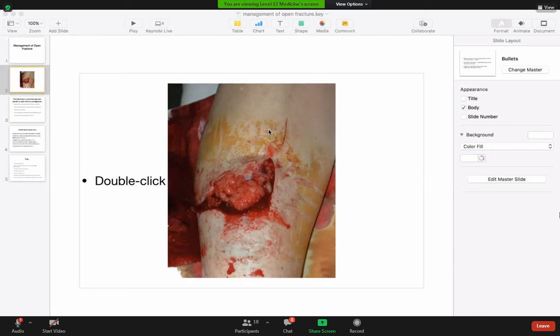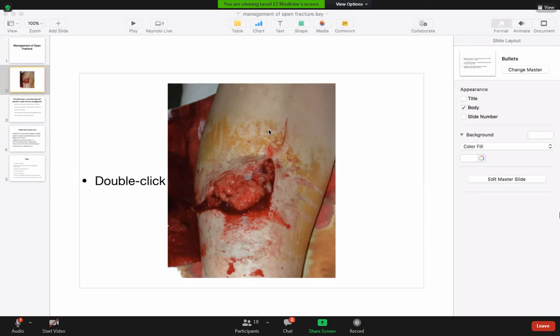If he displays a displaced open fracture, I will put the bone in its normal place and fix it and recheck the neurovascular examination. Okay, excellent.